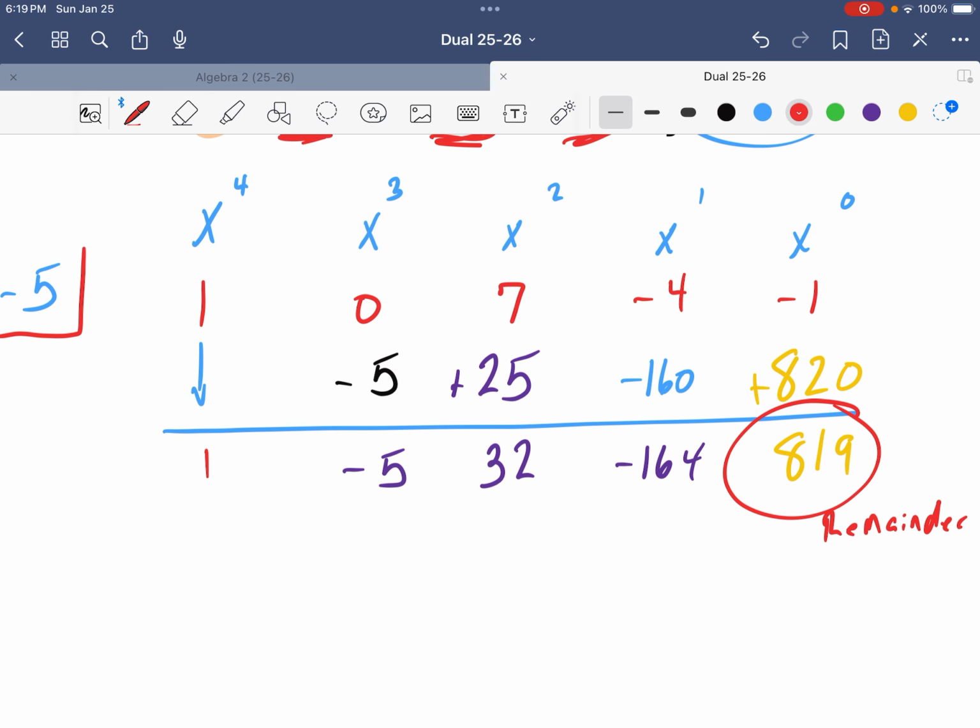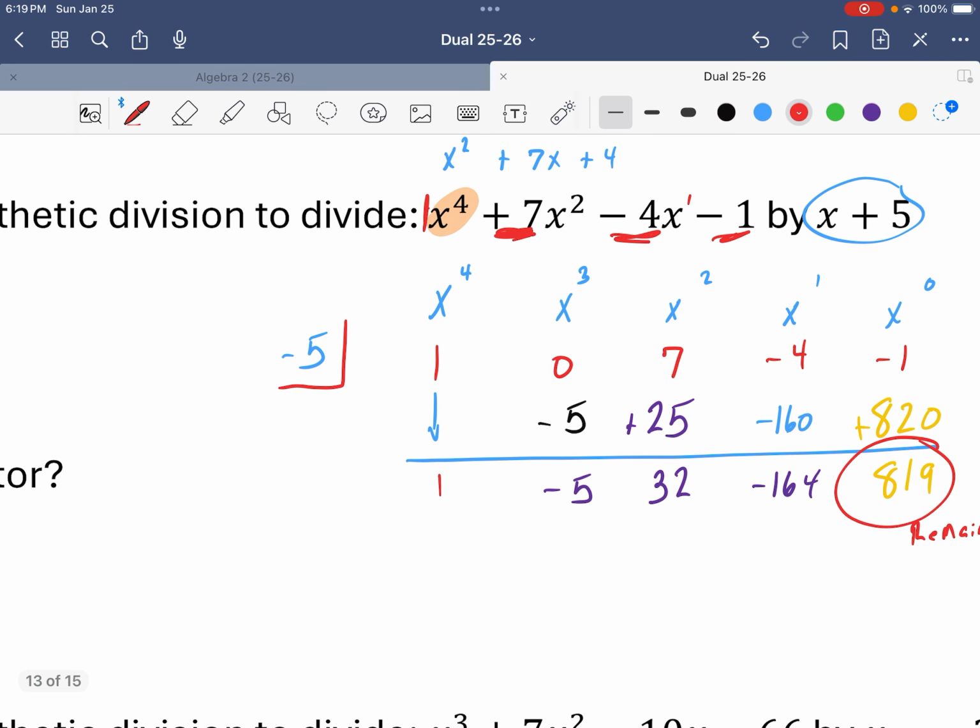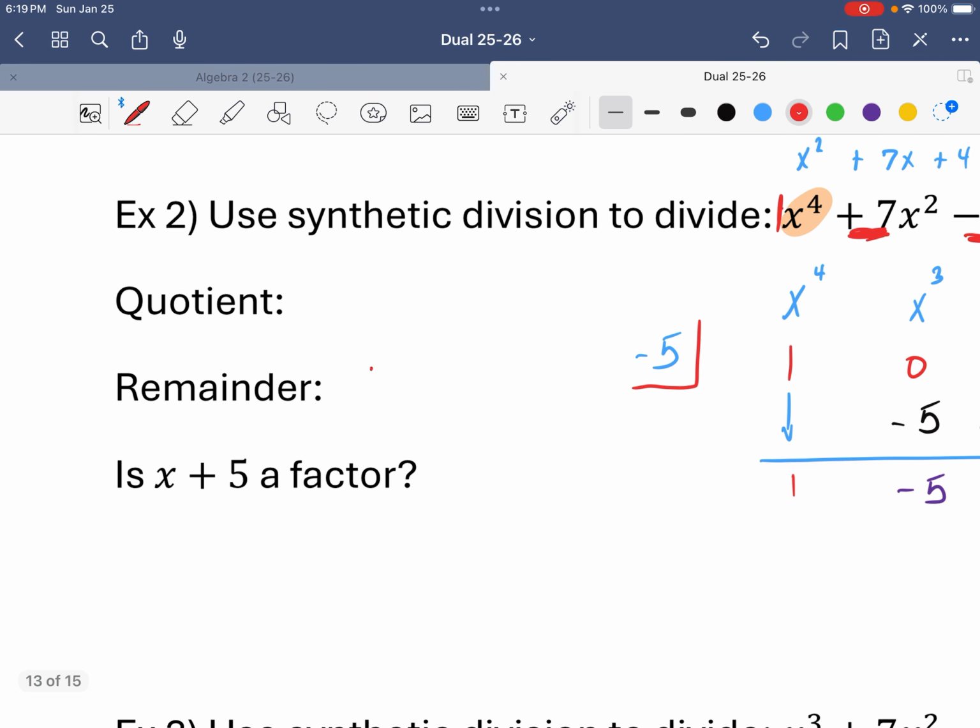So for sure, that's an ugly remainder, but hey, that's still the remainder. Remember, the last number is always the remainder. So over here, it's asking me, what is the remainder? I'm going to put 819. Is x plus 5 a factor? Heck no. I'm looking for a 0. If I get 0 as the remainder, then yes.